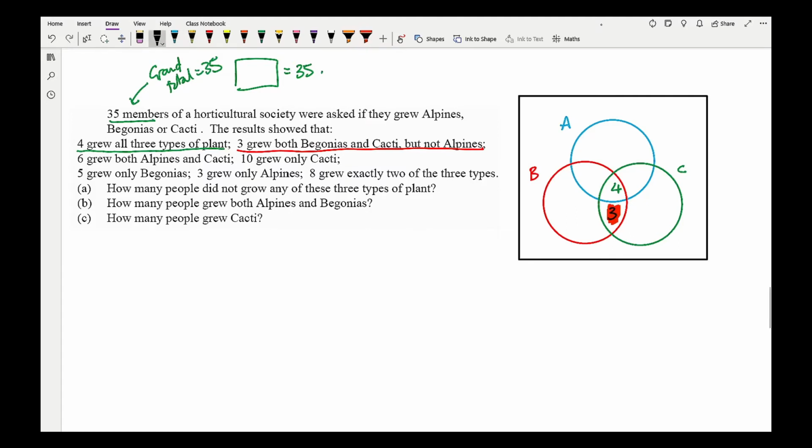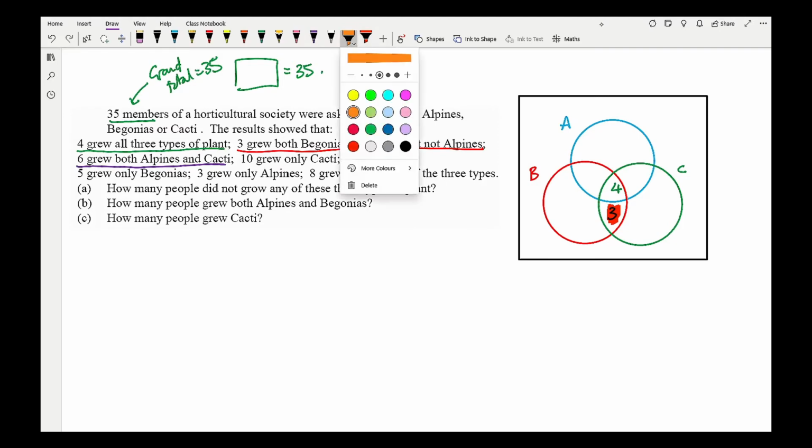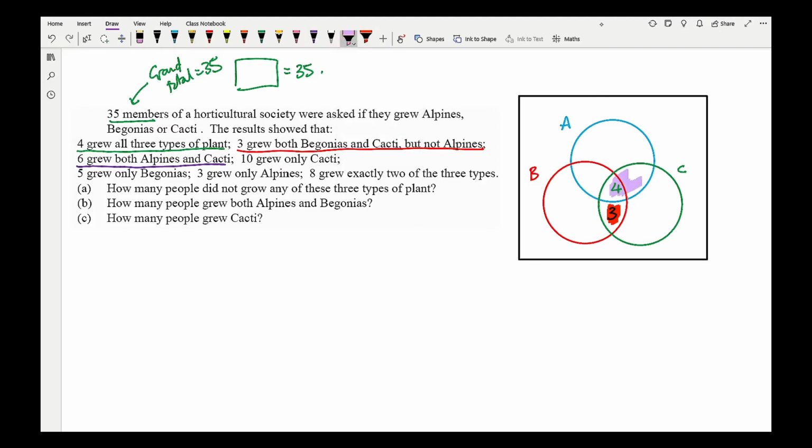And then looking at the next one, so here let's go for purple. So it says 6 grew both alpine and cacti. Now the area that is both alpine and cacti is going to be this region here. So everywhere that is grouped in that sort of lilac shading needs to add up to 6. Now if 4 is in the middle, then that means that this part here needs to add up to 2.